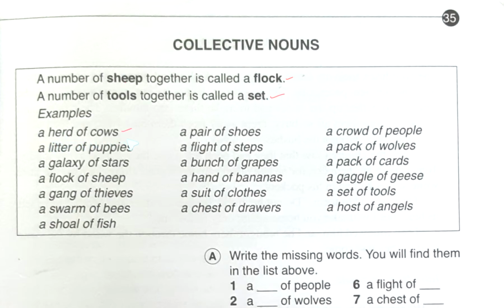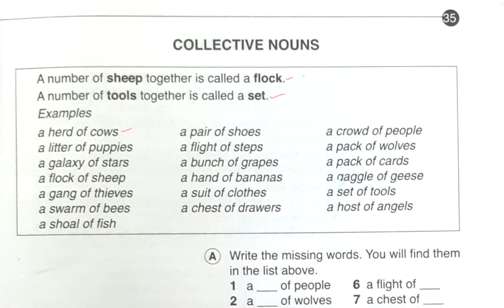A herd of cows, a litter of puppies, a galaxy of stars, a flock of sheep, a gang of thieves, a swarm of bees, a shoal of fish, a pair of shoes, a flight of steps, a bunch of grapes, a hand of bananas, a suit of clothes, a chest of drawers, a crowd of people, a pack of wolves, a pack of curs, a gaggle of geese, a set of tools, a host of angels. These are the examples of collective nouns.